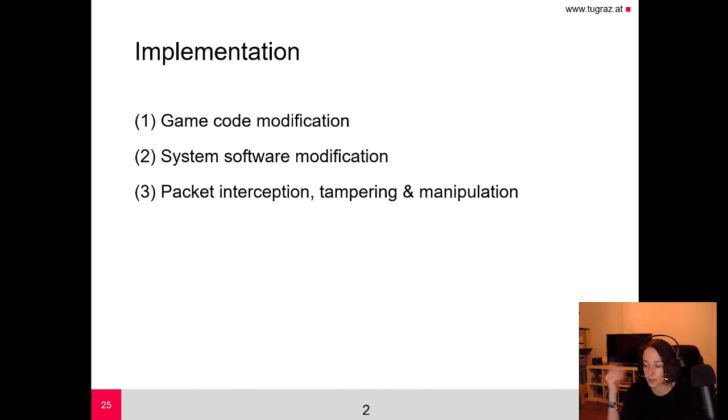Then system software modification. This would be that cheats modify any underlying system components, for instance, a graphic driver modification that would ignore the depth checking and draw all the objects on the screen. This is a very primitive wall hack. Things like these are very hard to detect.